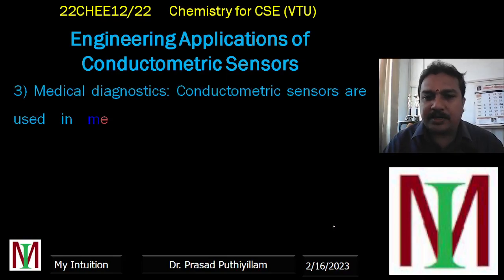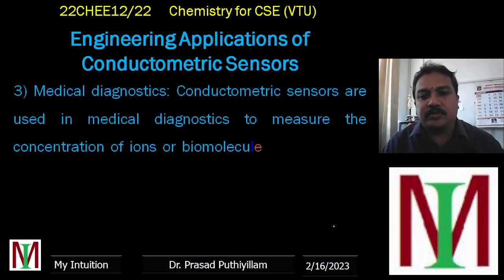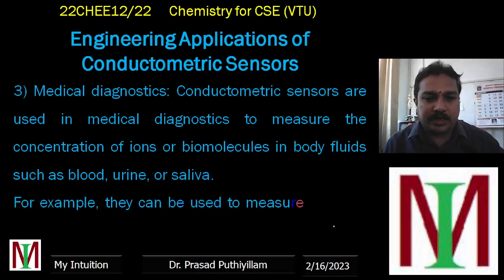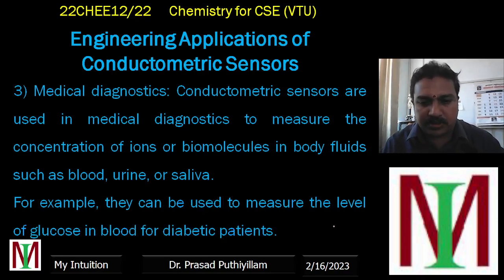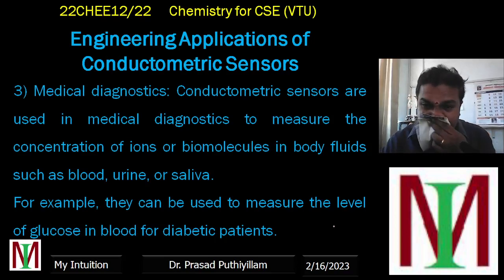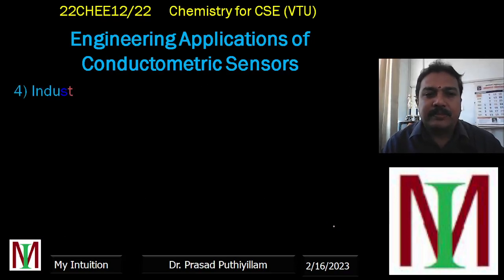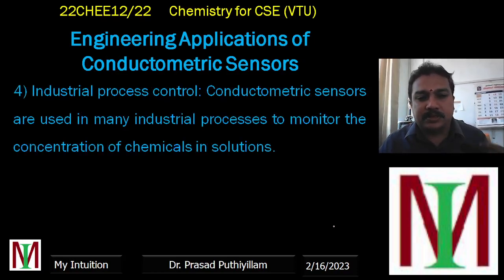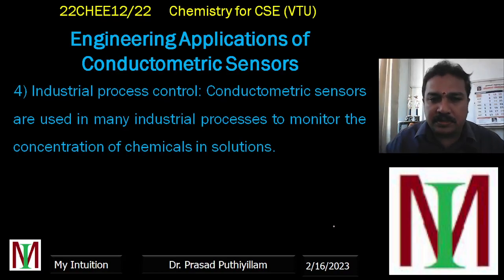Medical diagnostics. Conductometric sensors are used in medical diagnostics to measure the concentration of ions or biomolecules in body fluids such as blood, urine, or saliva. So this is also done using conductometric sensors. For example, the glucose level in the blood of a diabetic patient can be measured using a conductometric sensor. These are treated as engineering applications, because engineers create different innovative products in which they need different types of sensors. One of those sensors is the conductometric sensor.